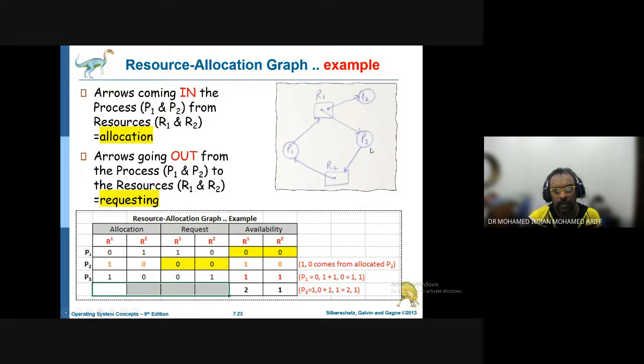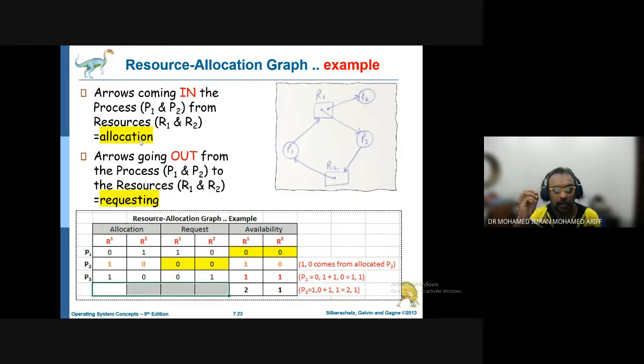So untuk resource allocation graph, it can only have one or two resources. Dia tak boleh ada lebih, dia boleh satu atau dua sahaja. Okay, one or two. So let's look at what this means. Arrows coming into the process, arrow yang masuk dalam, like this one, coming into the process. This is the process, arrow masuk dalam. It's called allocation. That means it's being allocated.